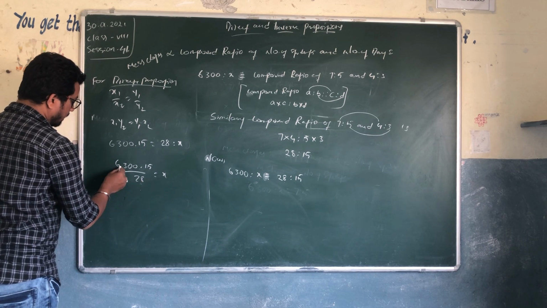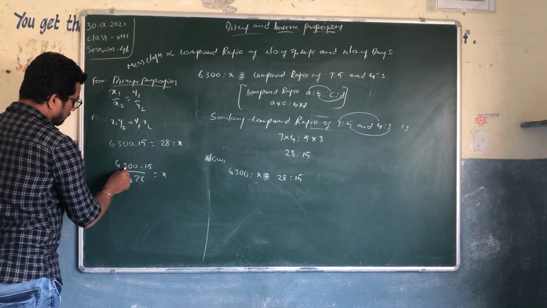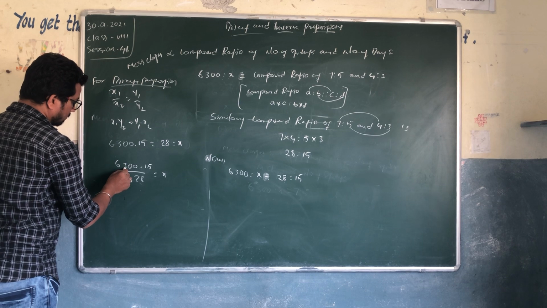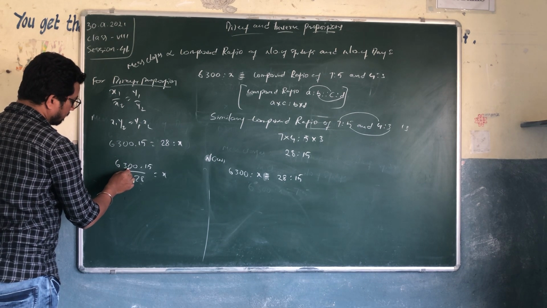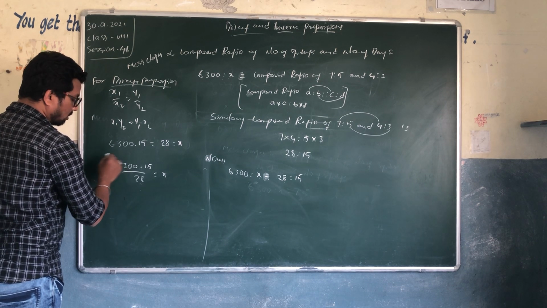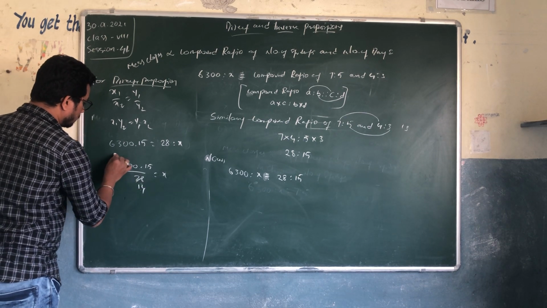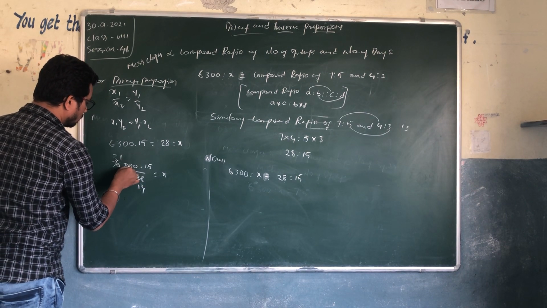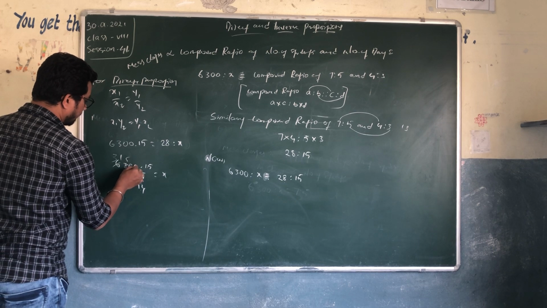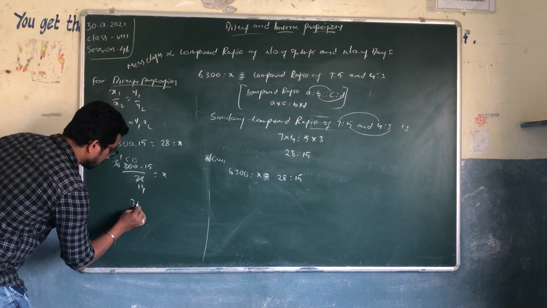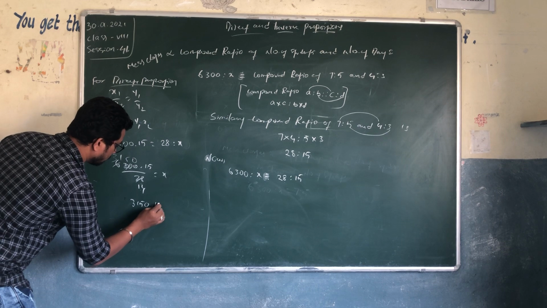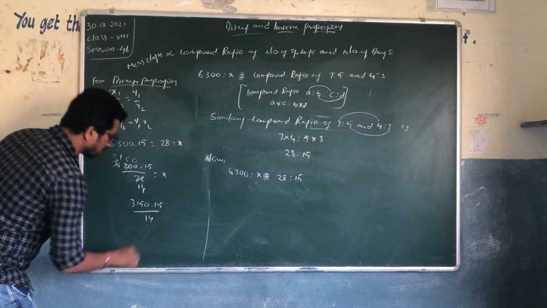4 7s are 28. 4 1s are 4. 4 5s are 20. Not even in the 4 table. So let us try 2 14s are 28. 2 3s are 6, 2 1s are 2, 2 5s are 10 and 0. So 3150 into 15 by 14.